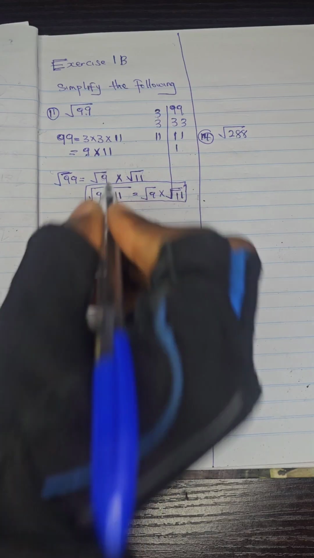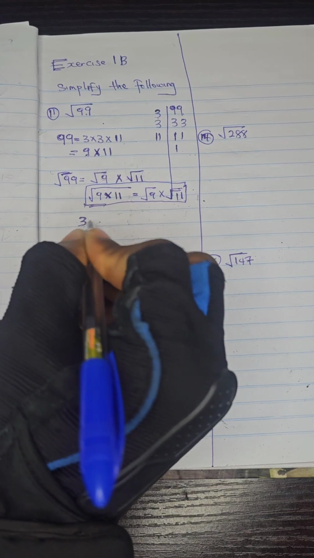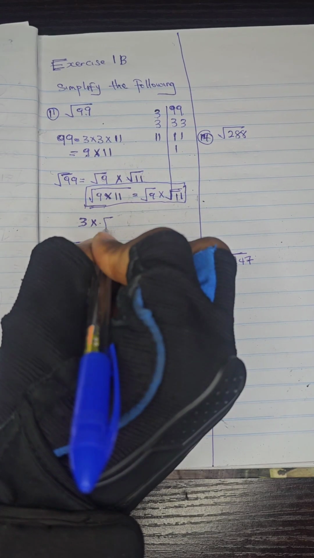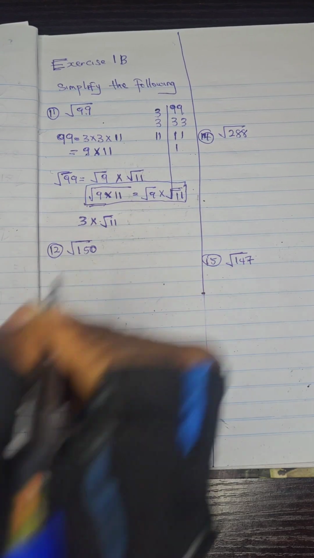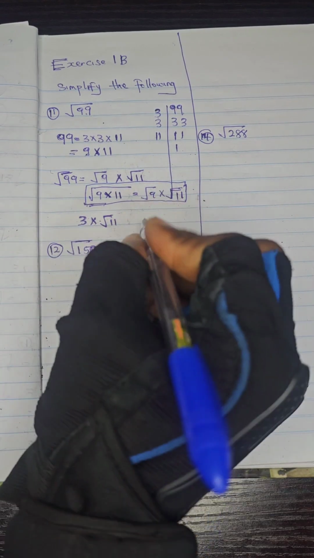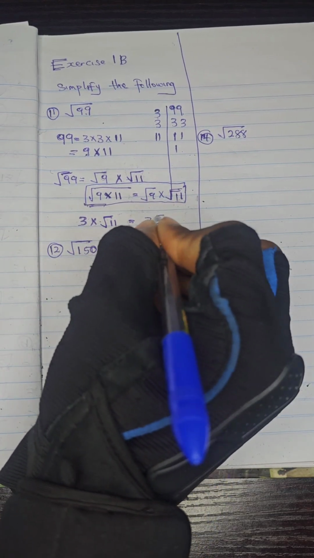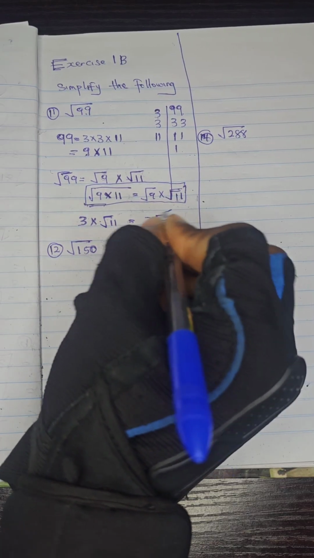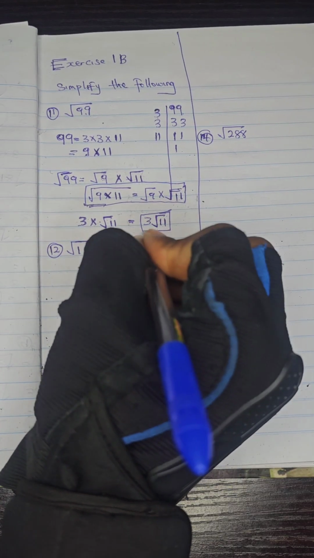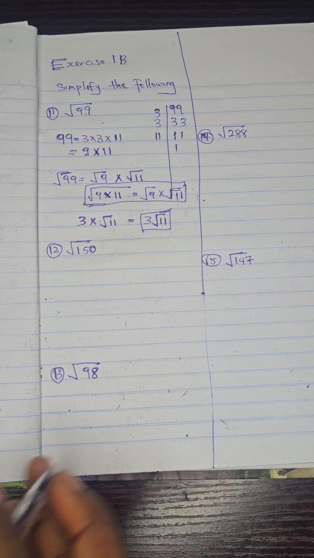So let's go. The square root of 9 already is 3, times the square root of 11, and the square root of 11 is already an irrational number, so we are going to stop here. So our final answer is 3 root 11. This is our final answer. So let's go to the next one.